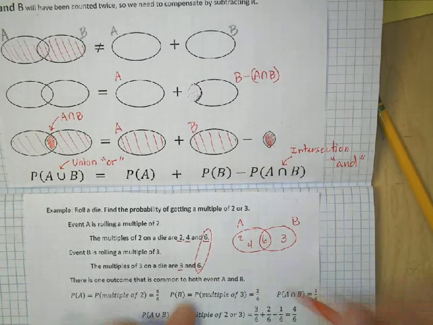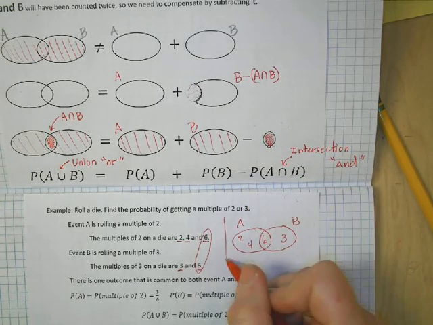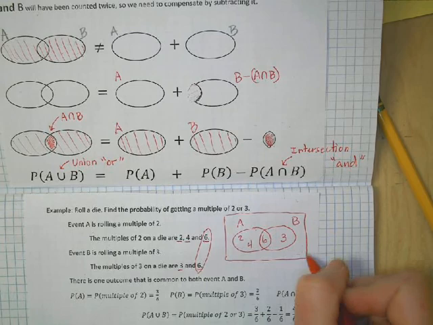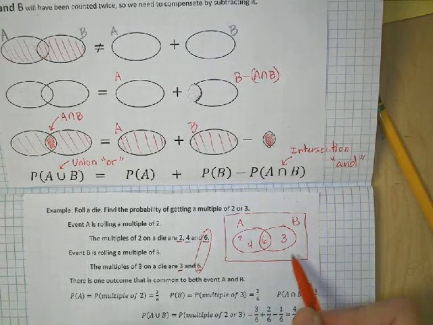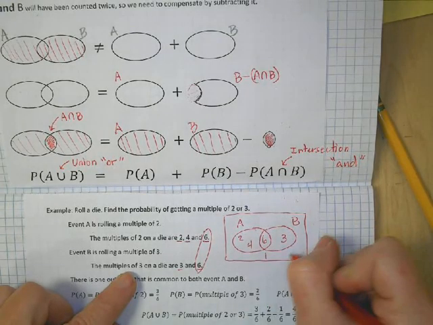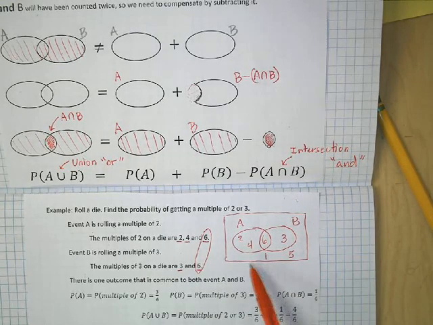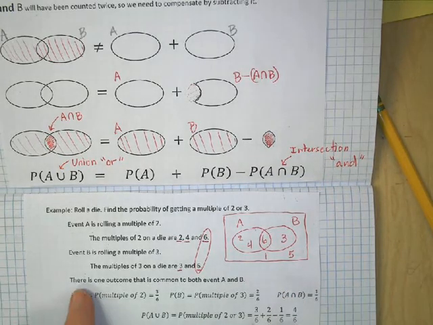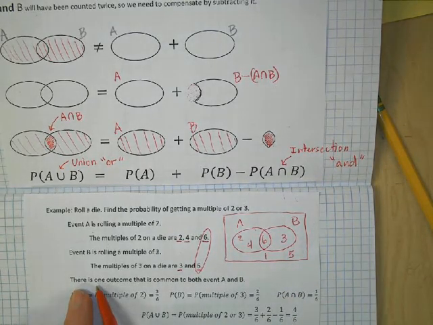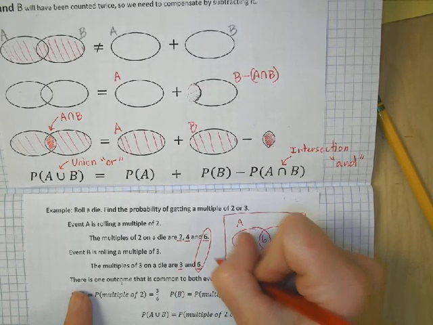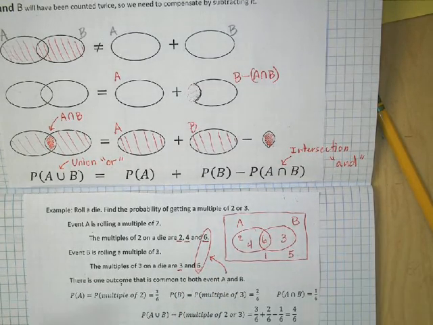And then there is the entire sample set, the things that are neither of those. The things that are neither multiples of 2 nor multiples of 3 would be the other numbers, 1 and 5. So we could draw this as a Venn diagram as well. There is one outcome that is common to both A and B, and that is the number 6. Now we're going to use our formula.